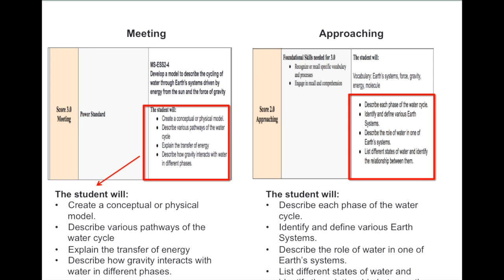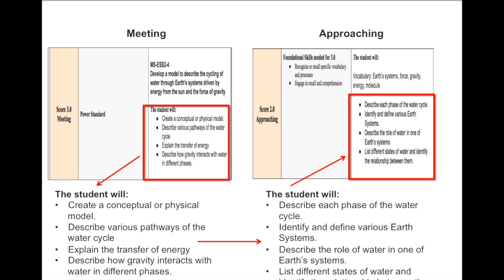So I will look at my first bullet from the meeting level that is content related, which is describe the various pathways of the water cycle. I know that in order to be able to describe various pathways, students will first need to be able to identify and describe the different phases. So my approaching level for that bullet would be to identify and describe each phase individually. I continue through with the same process for each one of my students' will do's.